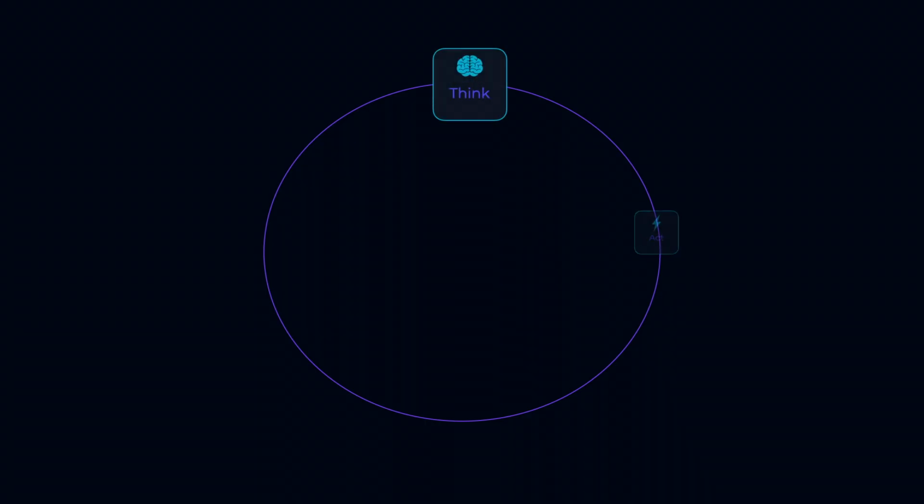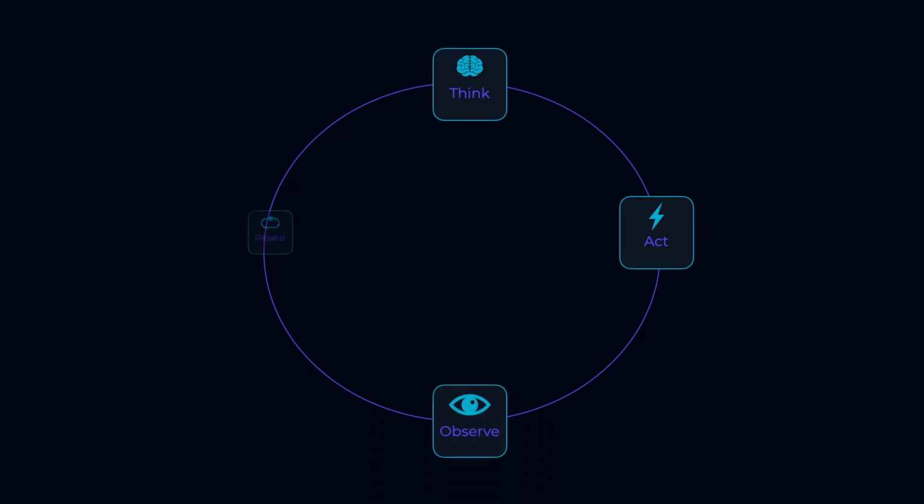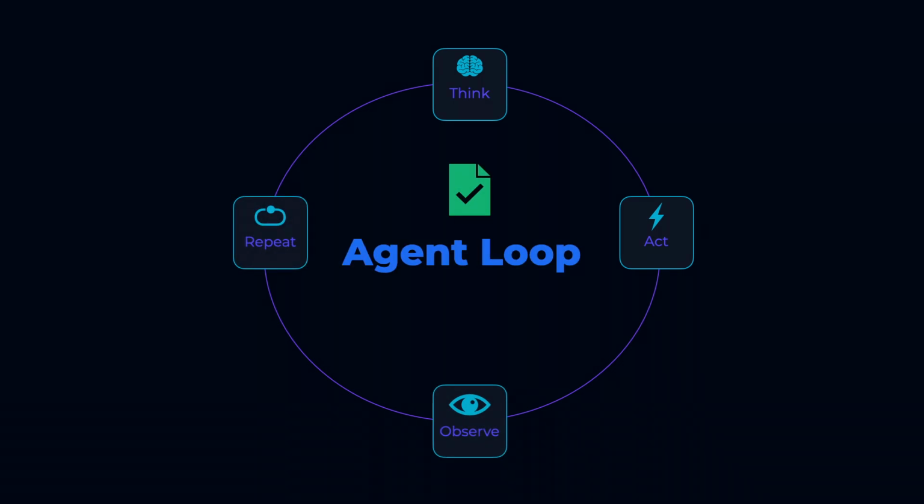So, what is an AI agent loop? At its core, an agent loop is simply think, act, observe, repeat until the goal is completed. Unlike a chatbot that answers once and stops, an AI agent continuously understands the current situation, decides the next action, executes the action, examines the result, decides what to do next, then repeats the process. This repeated cycle is what makes an agent appear autonomous.